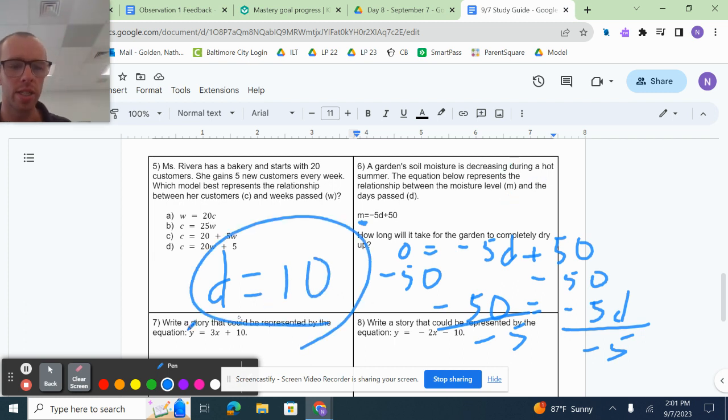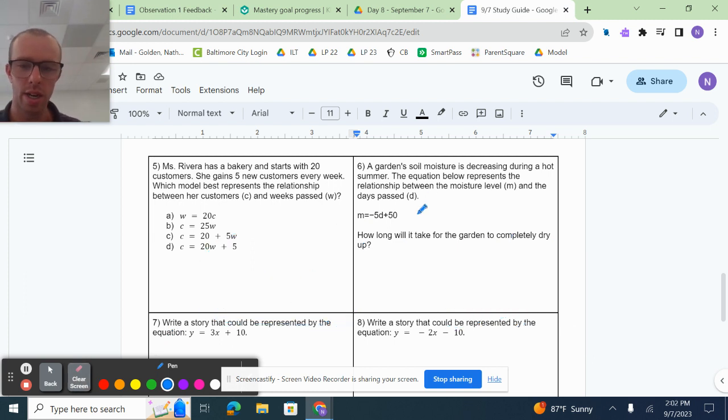And you could actually reason through this without writing out the math as long as you understood what this equation is telling you. It starts at 50, right? That's what this equation is telling me. And it goes down 5 per day. So if you start at 50 and you go down 5 per day, it's going to take you 10 days to run out.